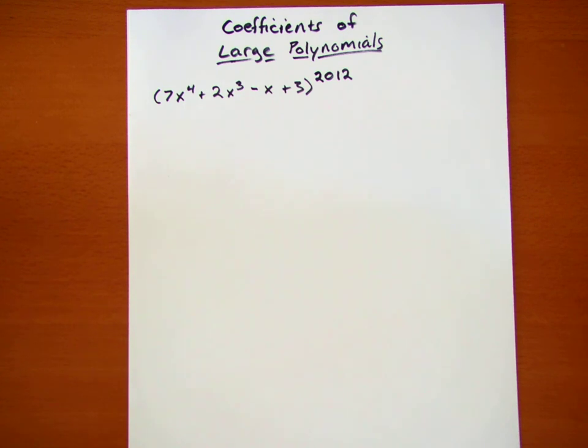Anything to the 2012th power is going to be nasty and probably impractical to calculate all the way through by hand or even with a calculator. So, the good news is there's probably a simple way to solve this problem. And I think I figured that out, so let's see how this looks.